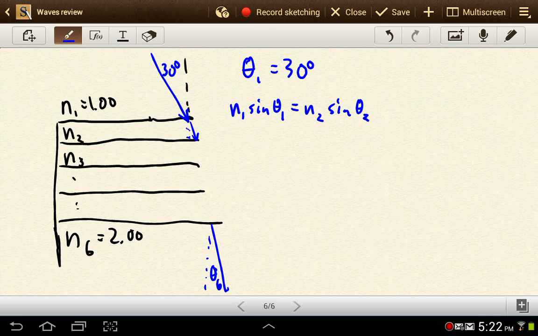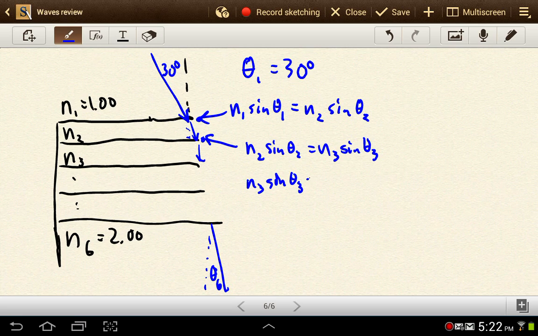But anyway, n1 sine theta 1 equals n2 sine theta 2 is Snell's law for this boundary here. Now, if I want to do the next boundary and find what sine theta 3 is, then I say n2 sine theta 2 equals n3 sine theta 3. And then for the next one, n3 sine theta 3 equals n4 sine theta 4.